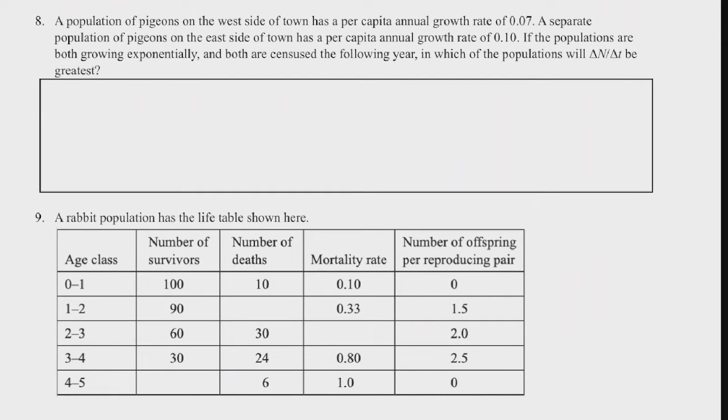A population of pigeons on the west side of town has a per capita annual growth rate of 0.07. A separate population of pigeons on the east side of town has per capita annual growth rate of 0.10. If the populations are both growing exponentially and both are censused the following year, in which of the populations will delta n over delta t be greatest?